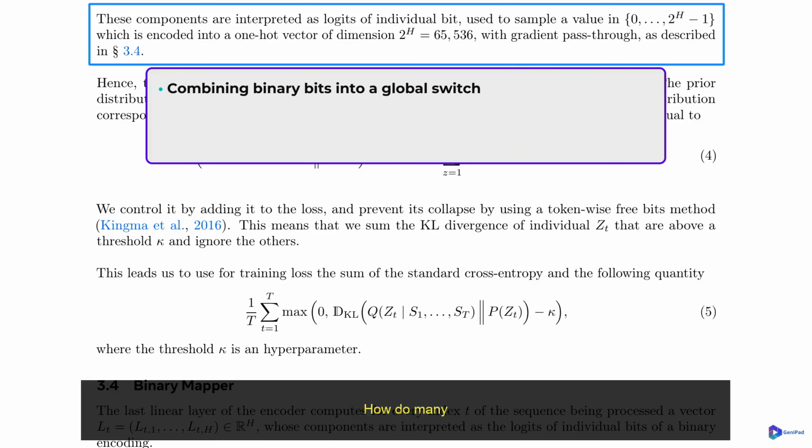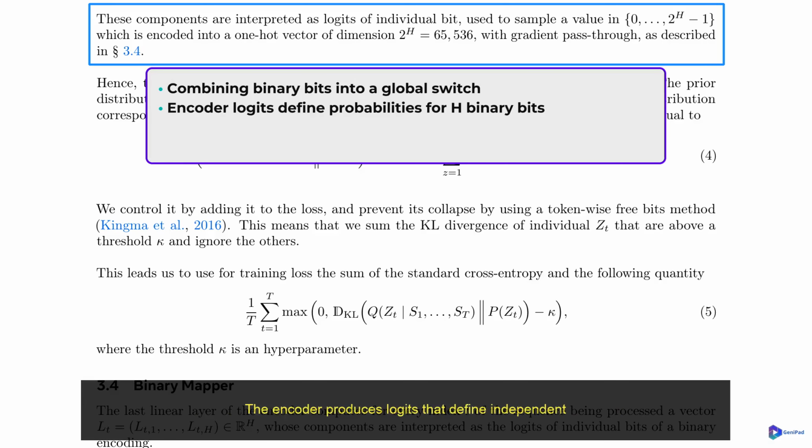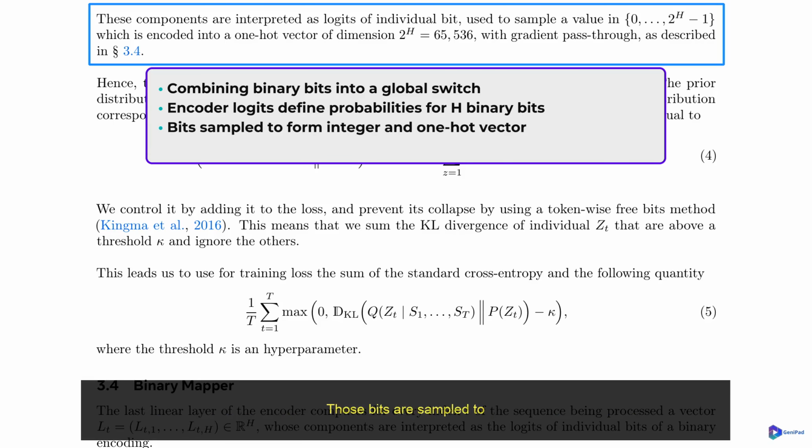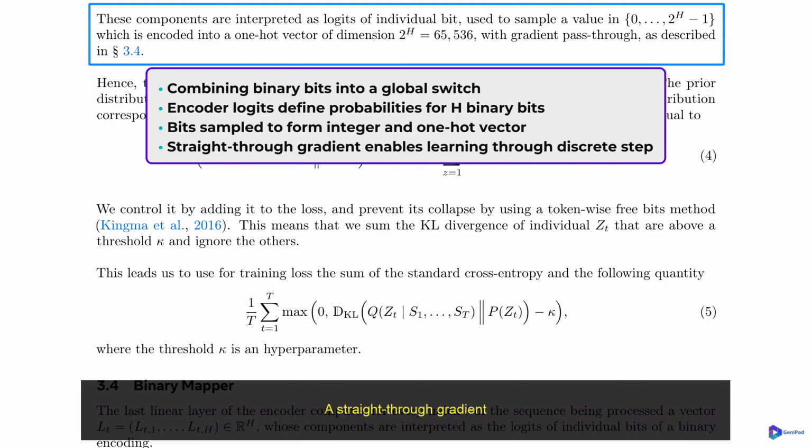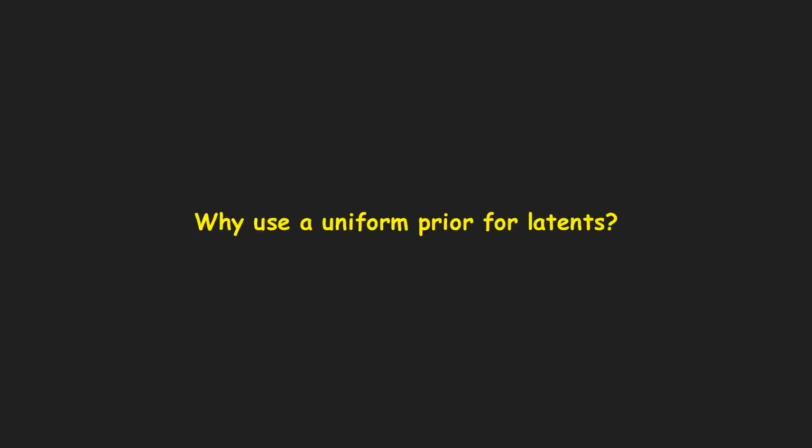How do many tiny binary decisions become one powerful global switch? The encoder produces logits that define independent probabilities for H binary bits. Those bits are sampled to form a single integer from 0 to 2^H-1, then encoded as a 2^H-dimensional one-hot vector, for example, 65,536 options when H equals 16. A straight-through gradient lets the model learn through this discrete step as if it were continuous.